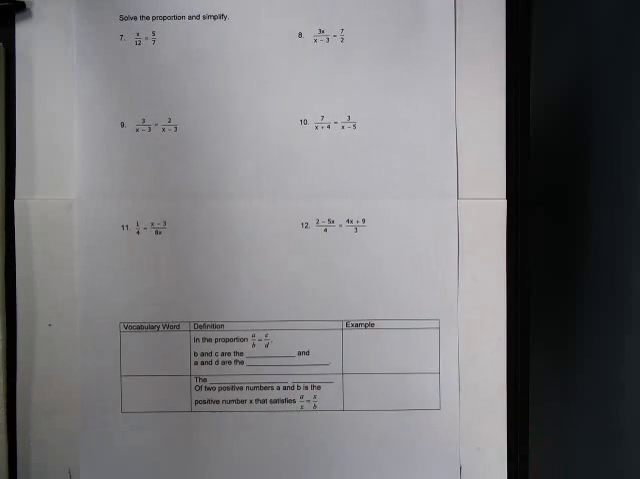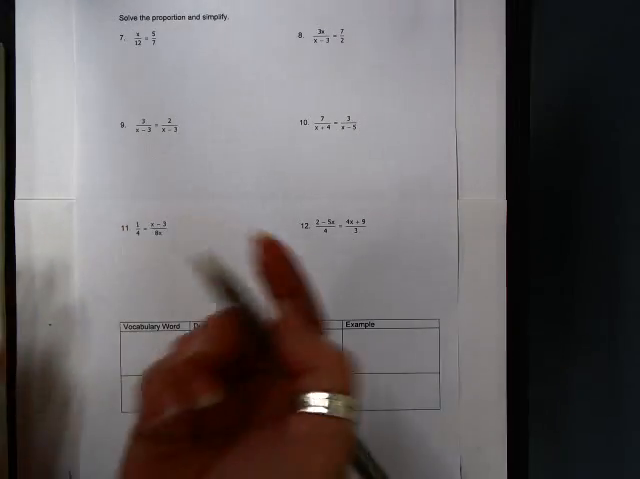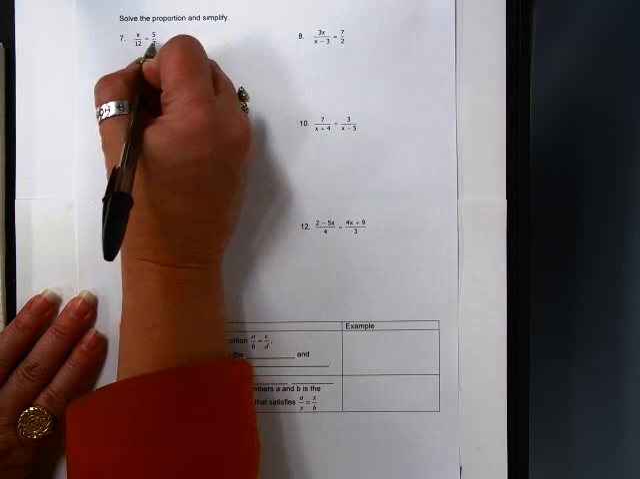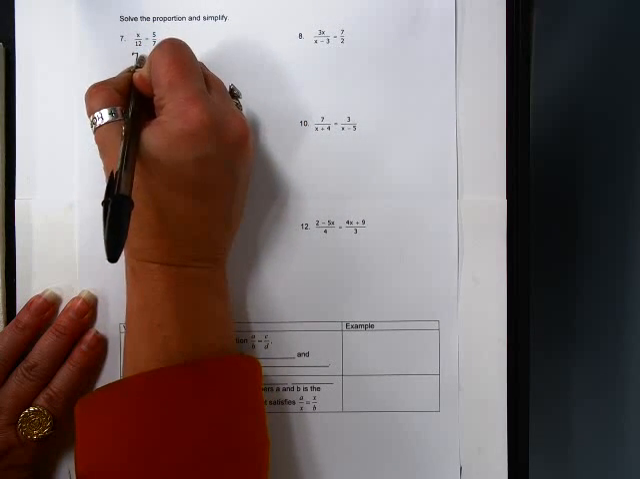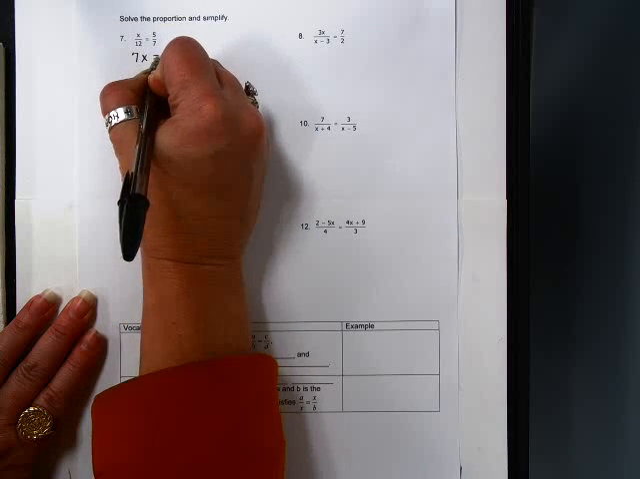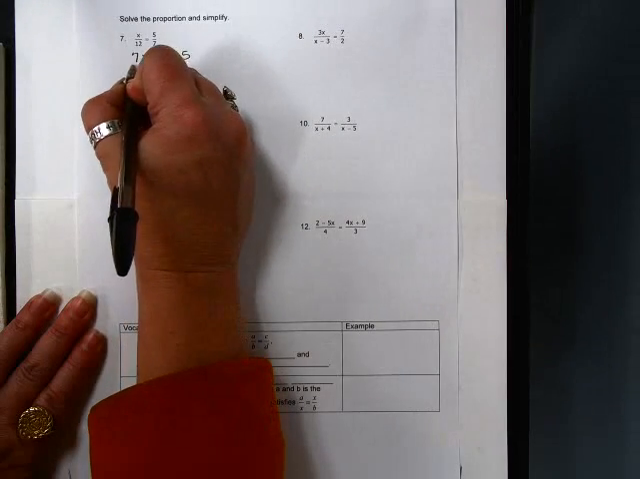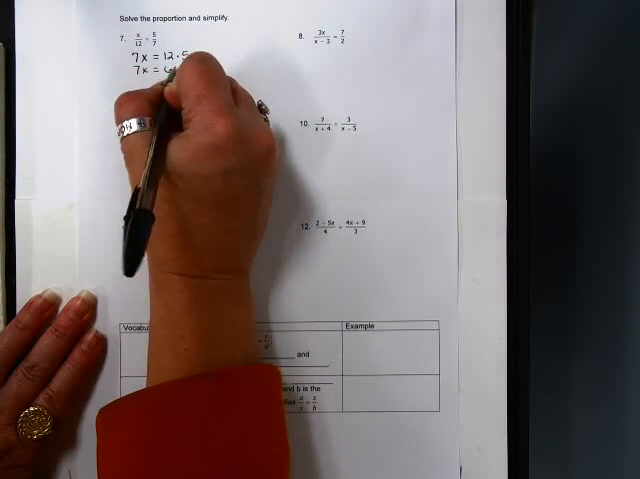Okay, the next page. On the next page, we have several different proportions that we're going to work with. I'm going to work a couple, and then you're going to do some on your own. I'm going to work the first three, and you're going to work the second three. So the first one is just straightforward cross multiply or cross products. That's going to be 7 times x equals 12 times 5, or 7x equals 60.